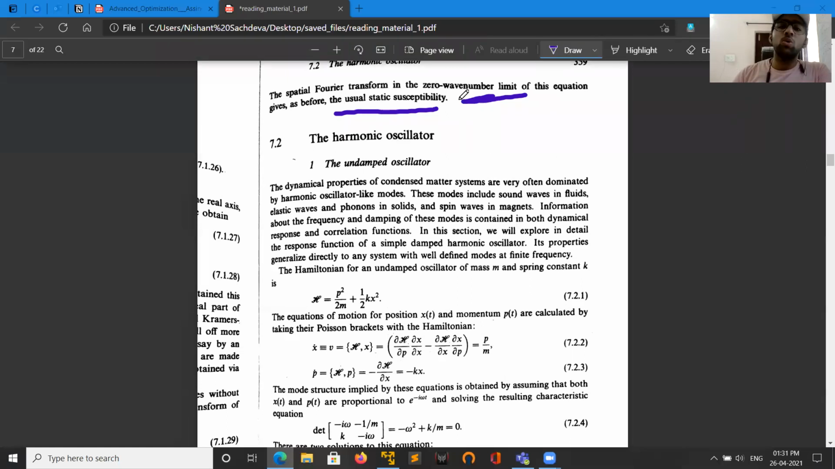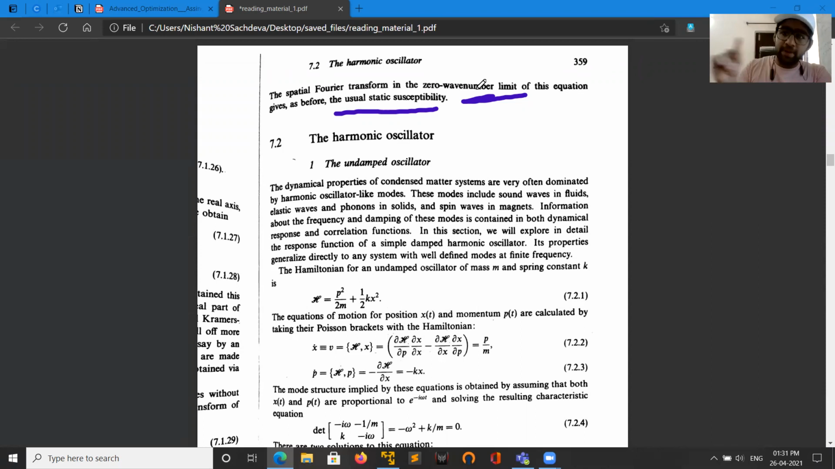Okay, so now we'll start with the harmonic oscillator. Harmonic oscillation, you can remember either the pendulum or the spring motion. That's basically what harmonic oscillators are. We'll start with the undamped oscillator, which is basically the ideal case. It just works normally. It can go on forever if you wanted it to.